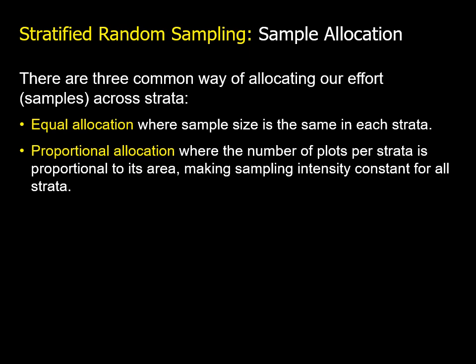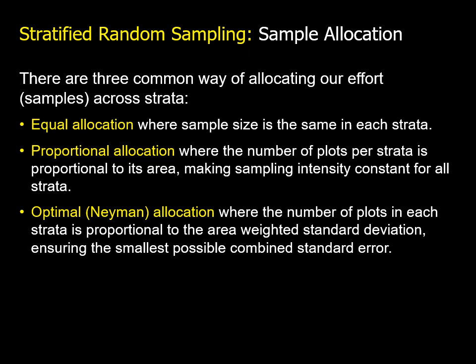The second approach to sample allocation is proportional allocation, when the number of plots per strata is proportional to the area of the strata. This process makes the sampling intensity equal for all strata, meaning that we sample the same proportion of area in each strata.